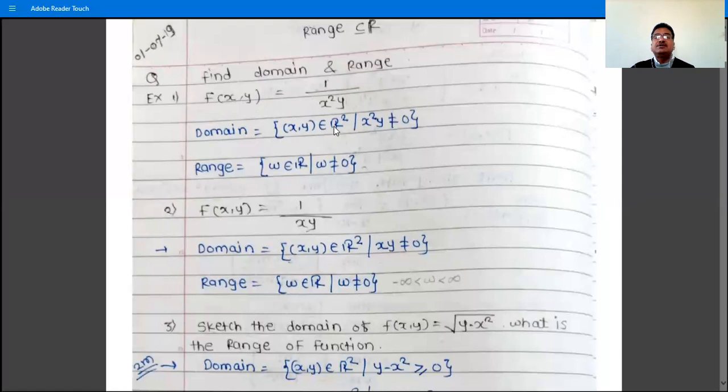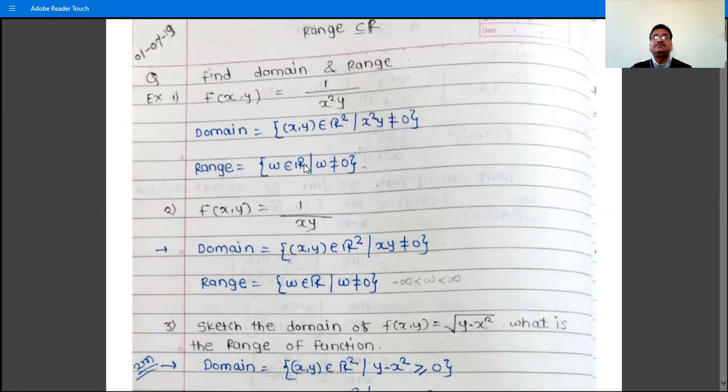The domain consists of elements of R², ordered pairs (x,y) belonging to R × R, because this f(x,y) is a function from R² to R. So R² is actually its domain, and R is its codomain. The elements whose images do not exist are not elements of the domain. If x² y is 0, then 1/0 is infinity, a meaningless quantity. Therefore the domain is the set of (x,y) belonging to R², such that x² y is not equal to 0.